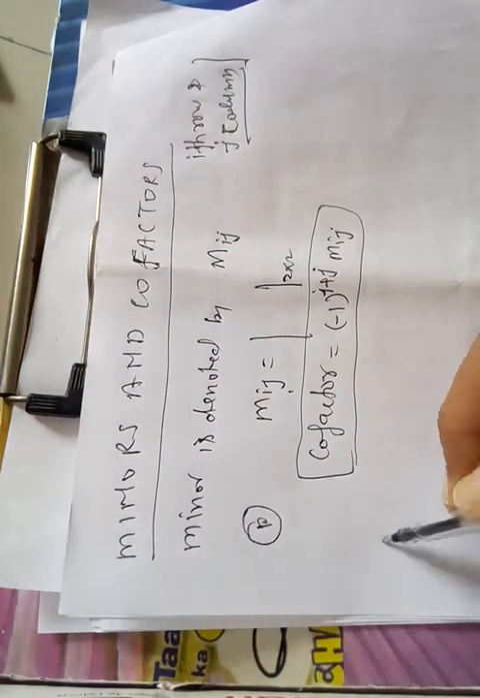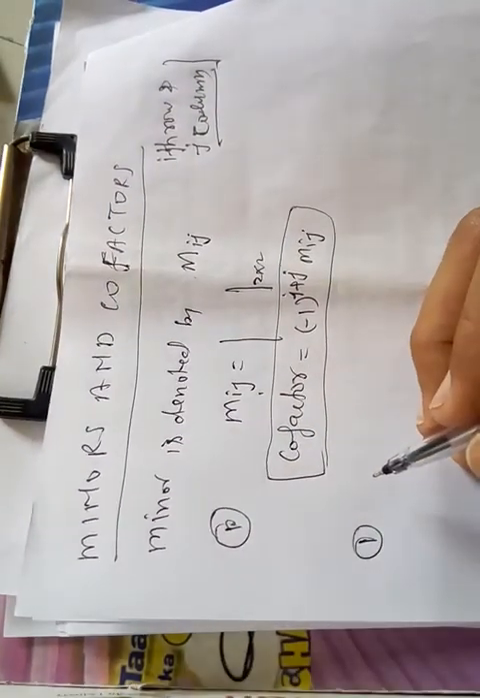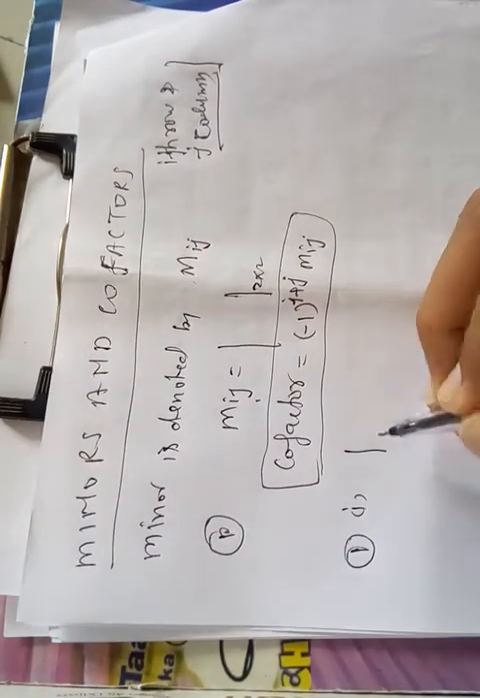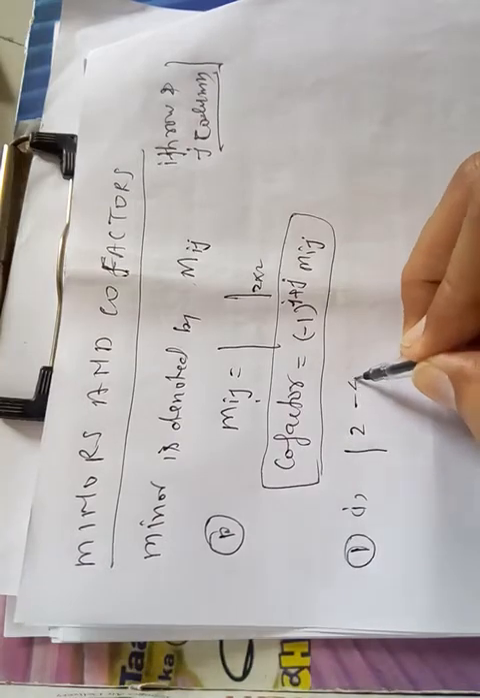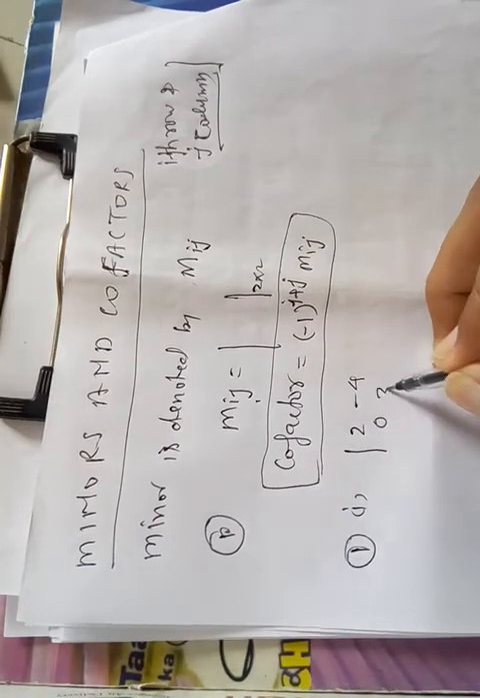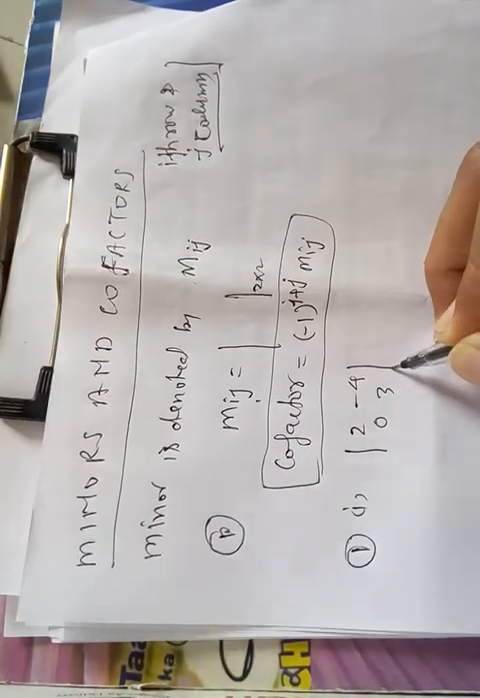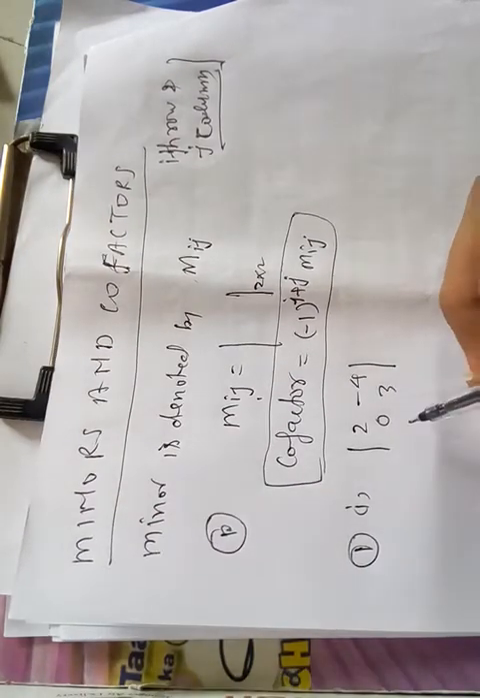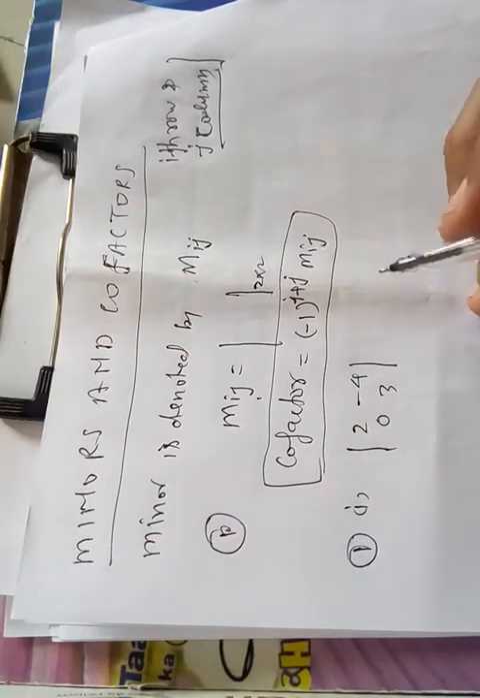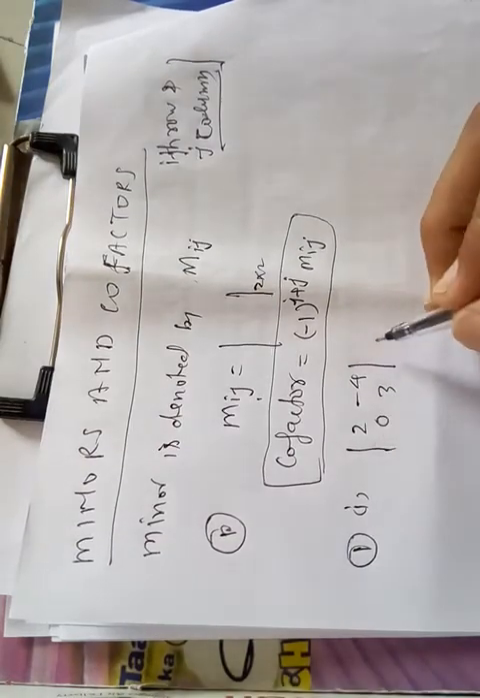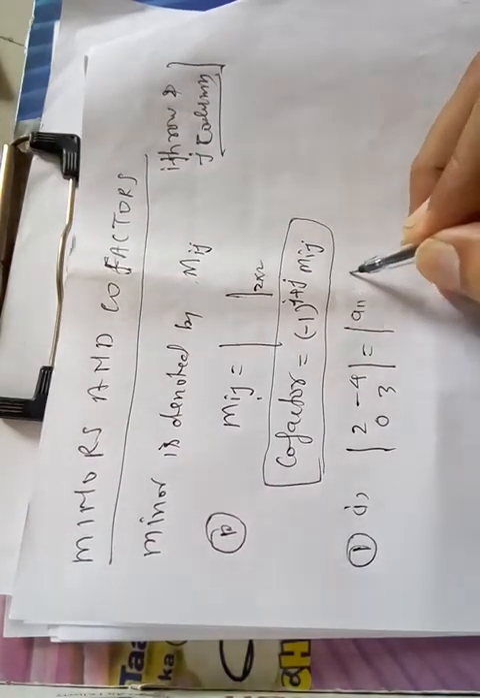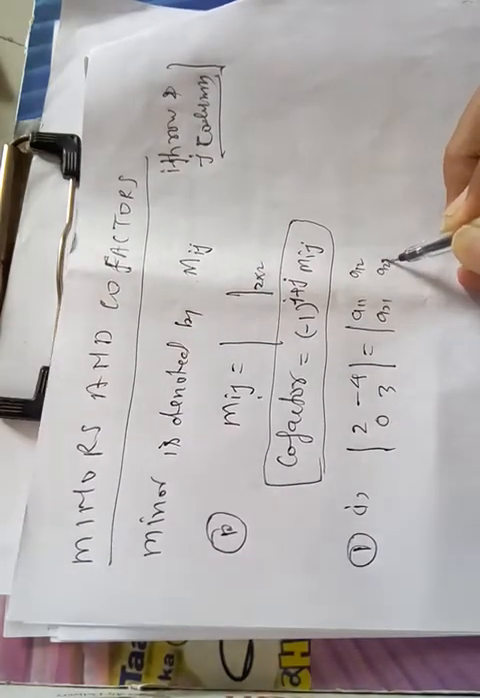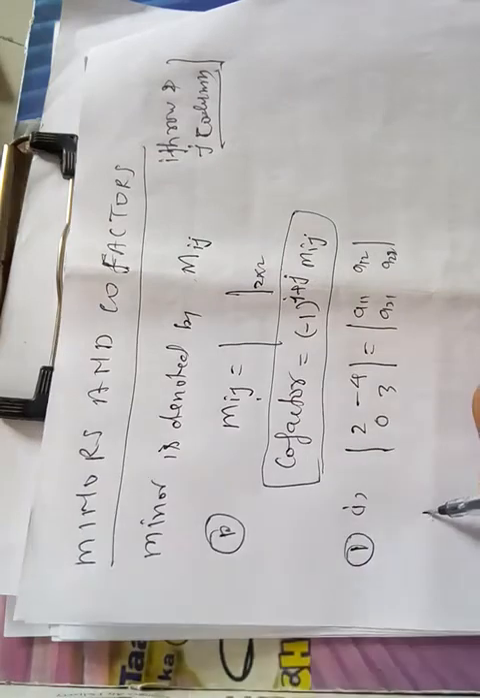So first, question number 1, first part: the determinant 2, minus 4, 0, 3. Find the minors and cofactors of each of the following determinants. So find the minors. These are a11, a12, a21 and a22. Clear?